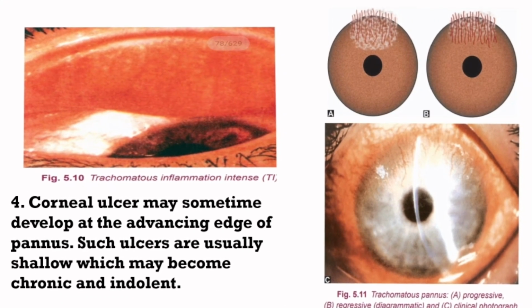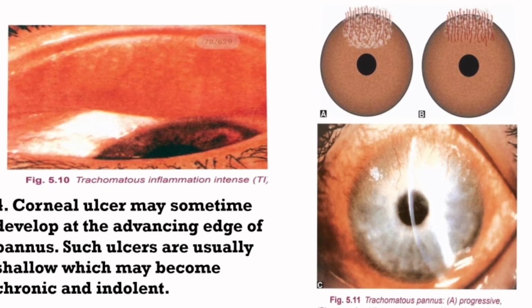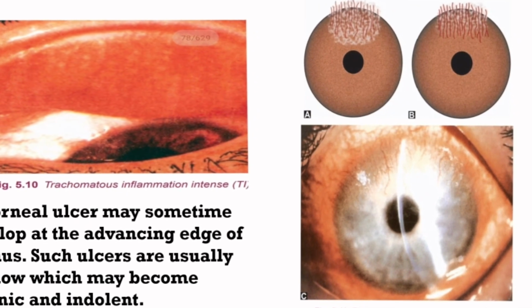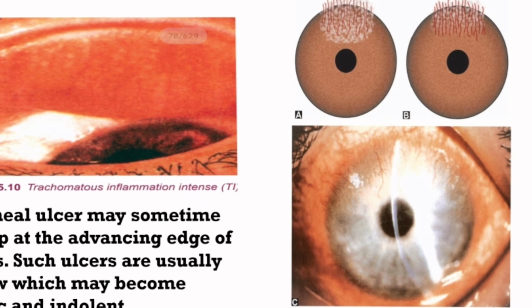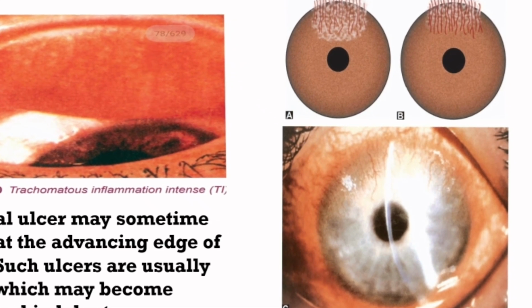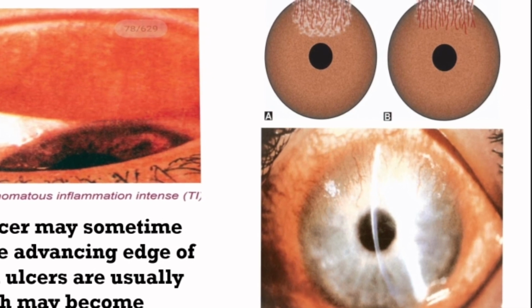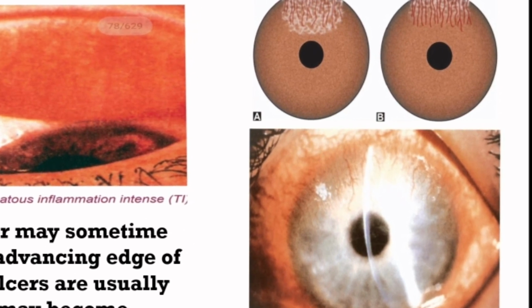Fourth one is corneal ulcer. Corneal ulcer may sometimes develop at the advancing edge of pannus. Such ulcers are usually shallow, which may become chronic and indolent. This is about the phase 1 active trachoma. Next we will go to the second phase.